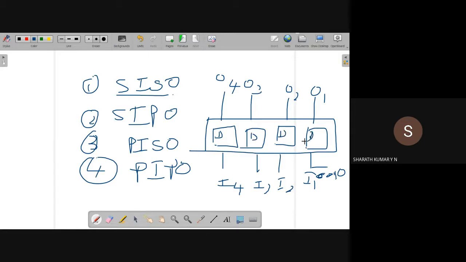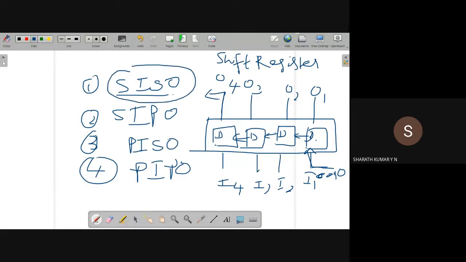We provide the data through one input and shift the data from one flip flop to another, and then the register acts as a shift register. We get the output one bit at a time, that is, through O4. We can call such a register a serial input, serial output register. Serially means one after the other, bit after bit. Data are shifted from one flip flop to another, and we obtain the output serially. We can call it a serial input, serial output shift register.